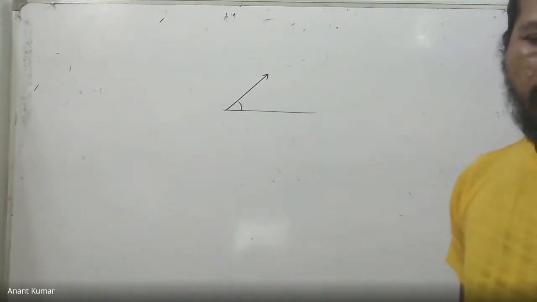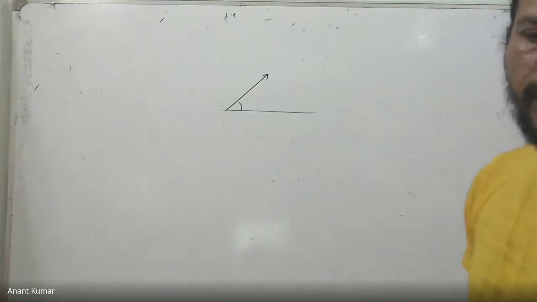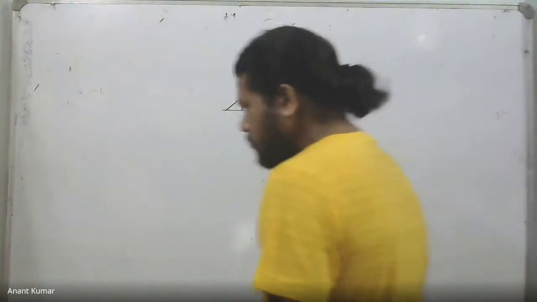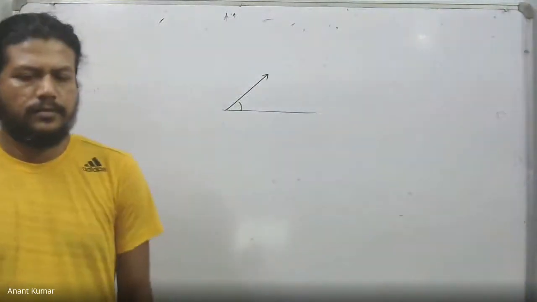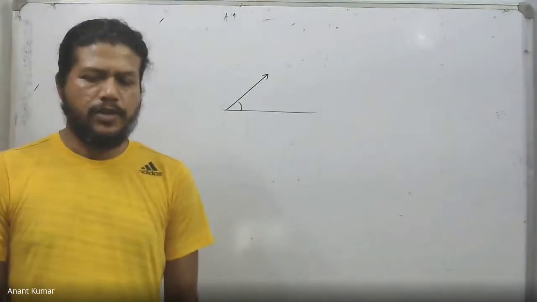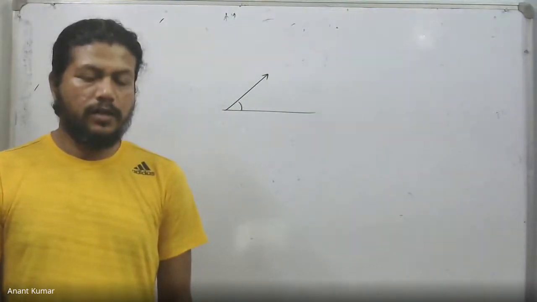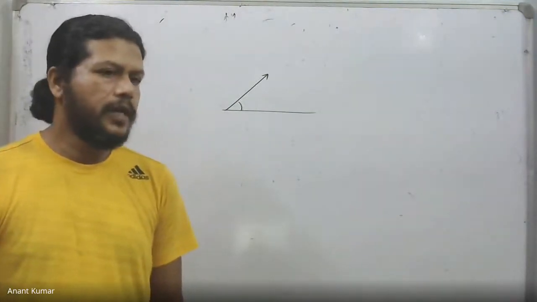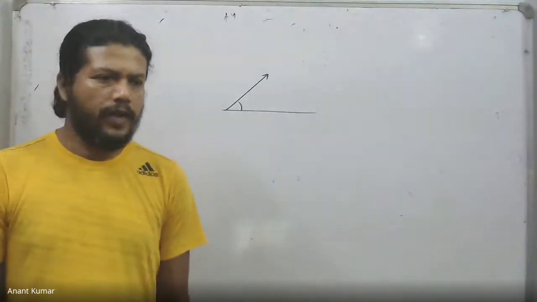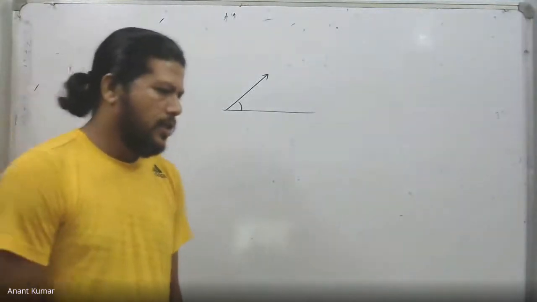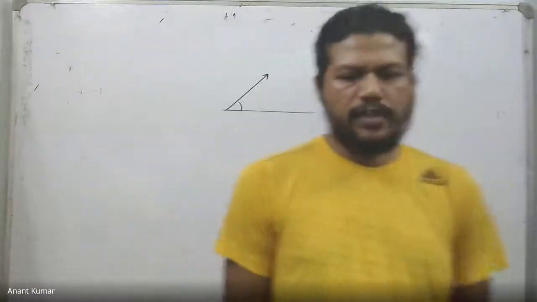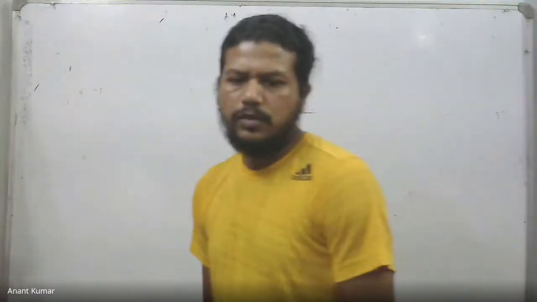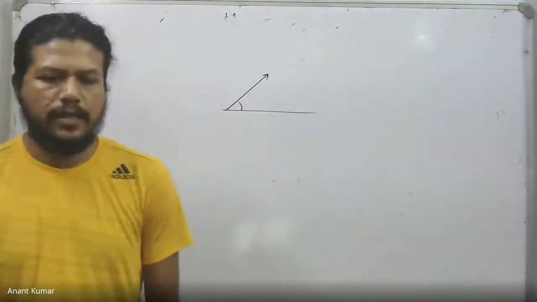125 root 2 is the velocity of projection. Yeah, that is correct, Anushka. Projection speed is 125 root 2 meter per second. Time of flight is 20 root 2 seconds. And speed at the highest point is 75 root 2 meter per second. Yes, that's fine.